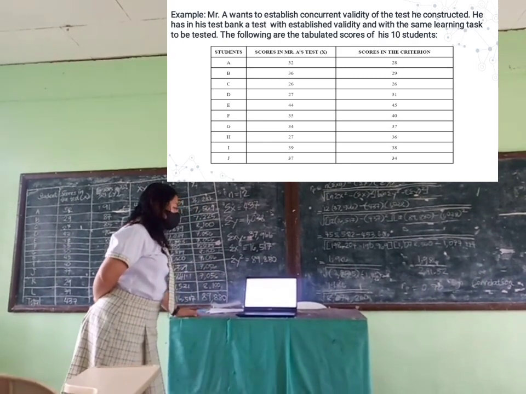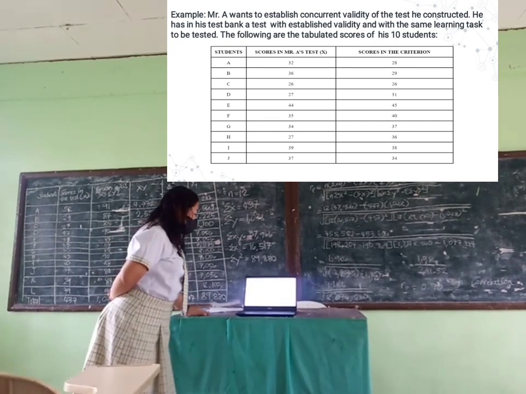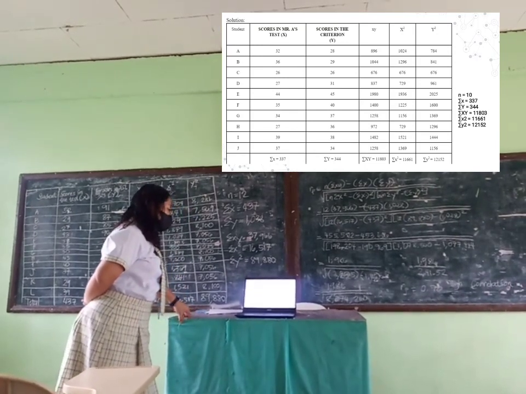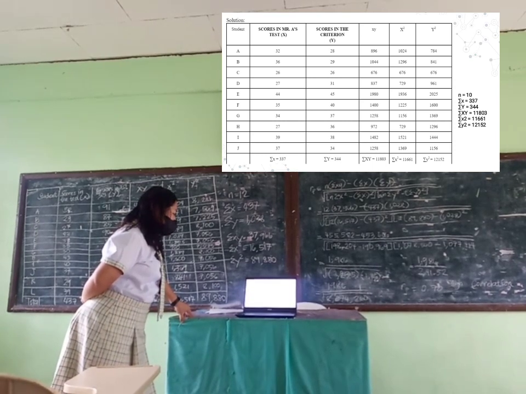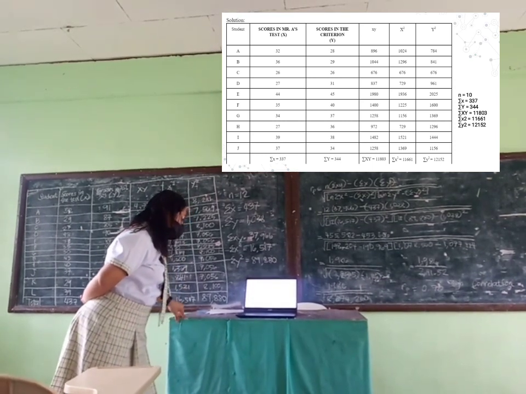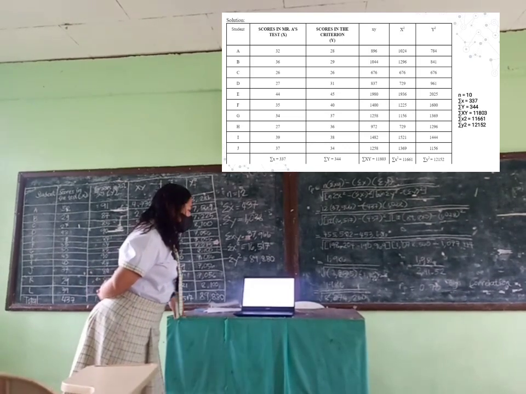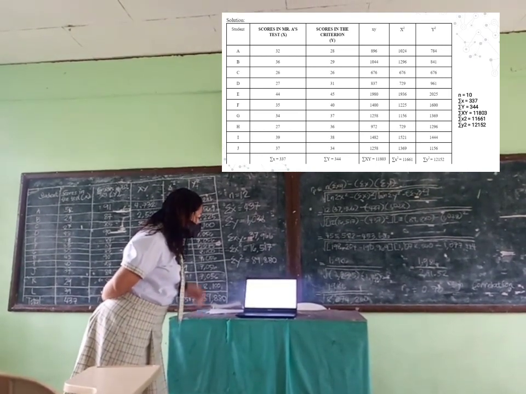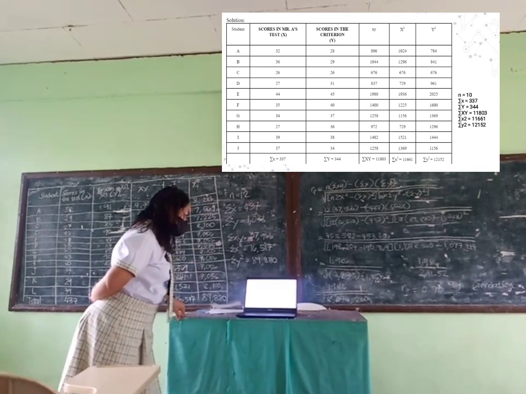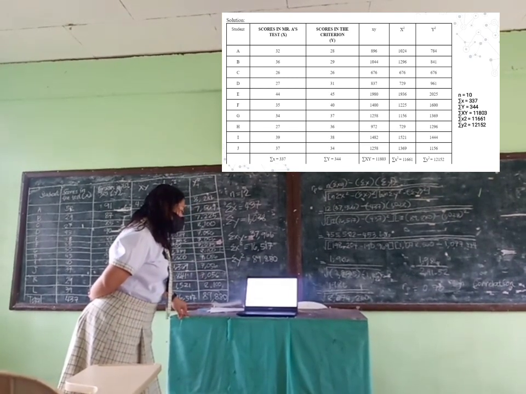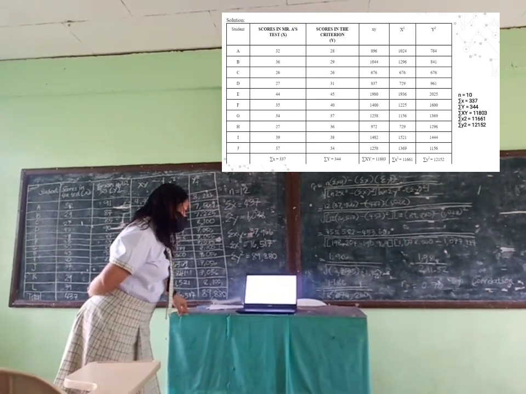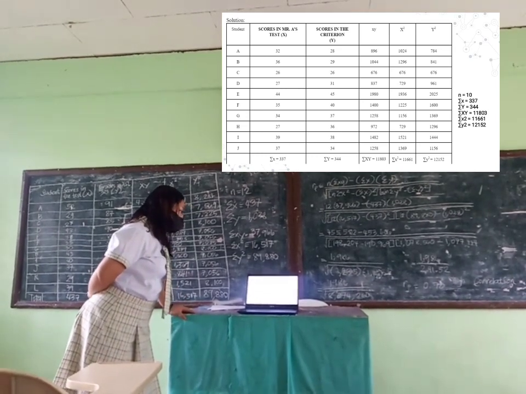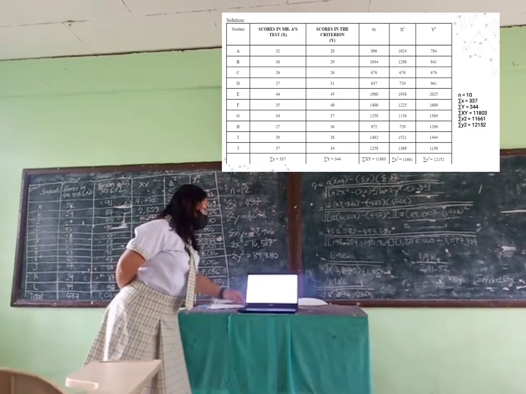Scores in Mr. A's test, X value: A is 32, B is 36, C is 26, D is 27, E is 44, F is 35, G is 34, H is 27, I is 39, J is 37. The scores in the criterion: student A is 28, student B is 29, student C is 26, student D is 31, student E is 35, student F is 40, student G is 37, student H is 36, student I is 38, and student J is 34.